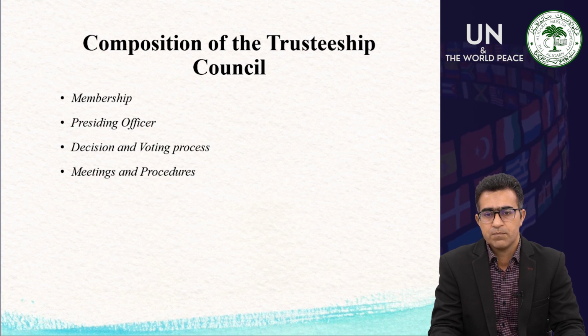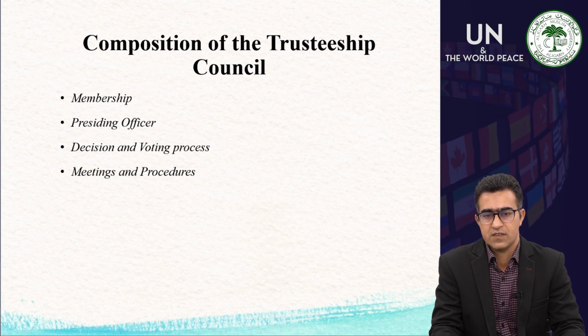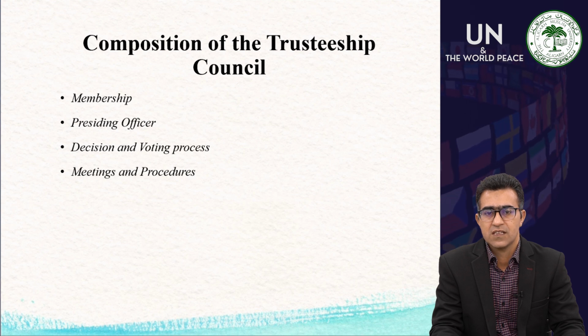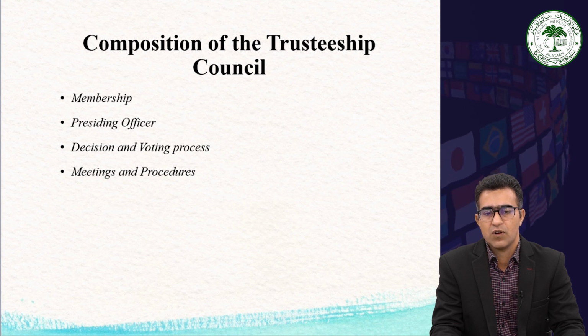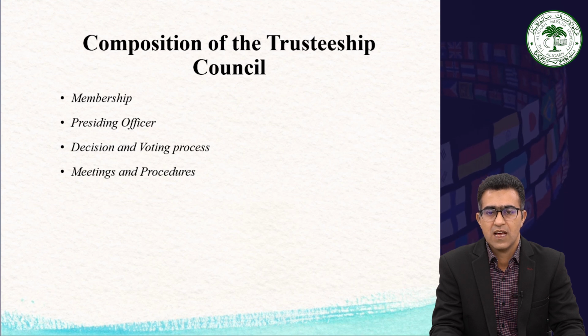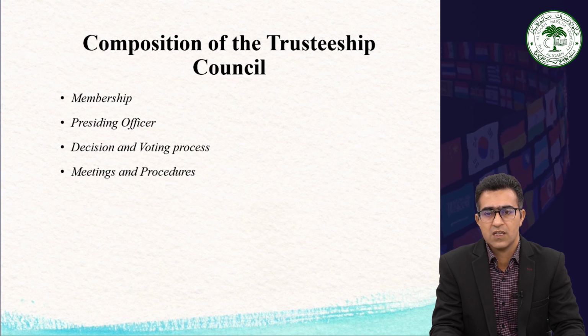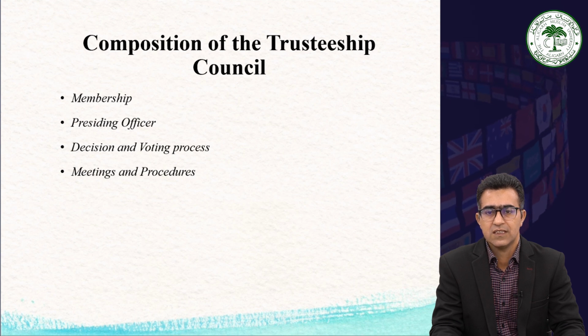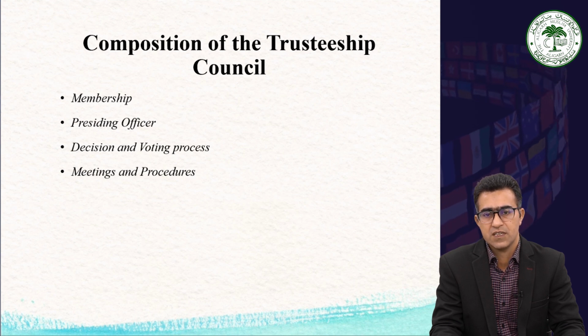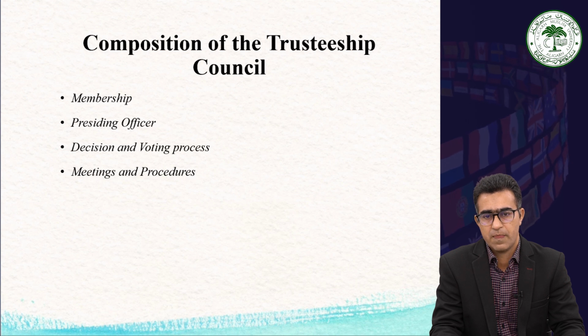Second important component of this composition is the presiding officer. Under the Charter, the Council elects a president by secret and separate ballot from among the representatives of the members of the council. However, the council has, by its own rules, also provided for a vice president who is elected in like manner by the representatives of the members of the council.